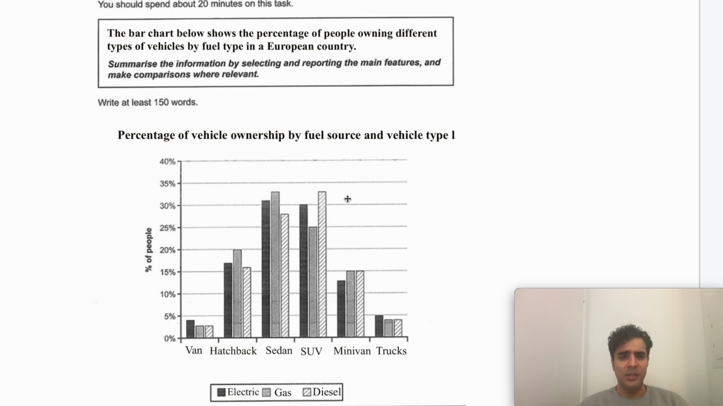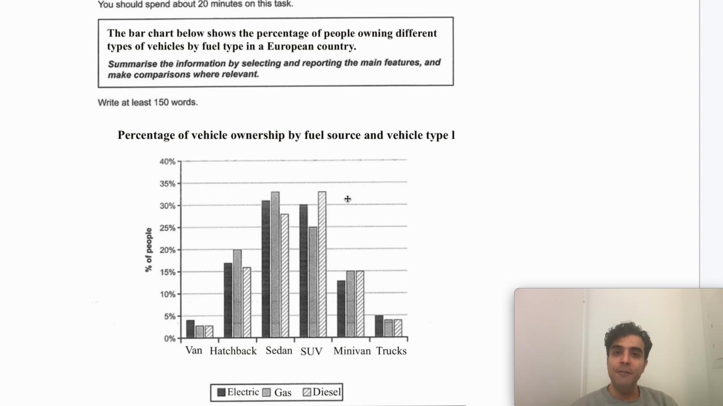European country? No, I don't think we can say 30% of European country. Fuel type? 30% of diesel fuel cars? No, that's not it. Different percentages of people. So these correspond to the percentage of people who own these types of vehicles. So people is the MP core.